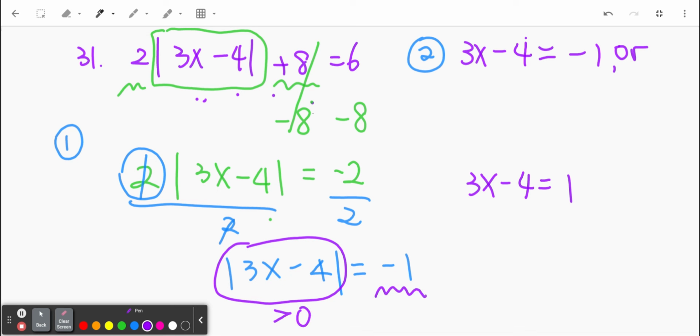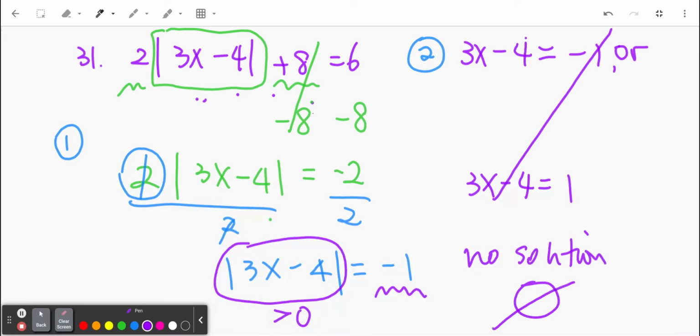But here, it's equal to a negative. Can that happen? No. So don't worry about the second step. Immediately when you see an absolute sign equal to a negative, it's no solution. Or you can write a 0 with a line through it, which means no solution.